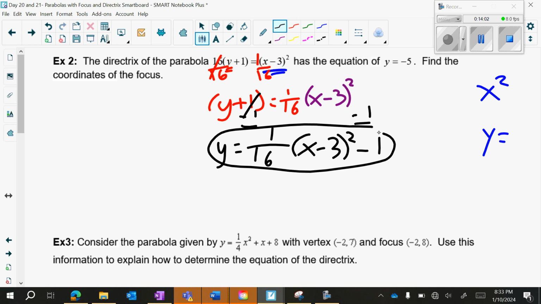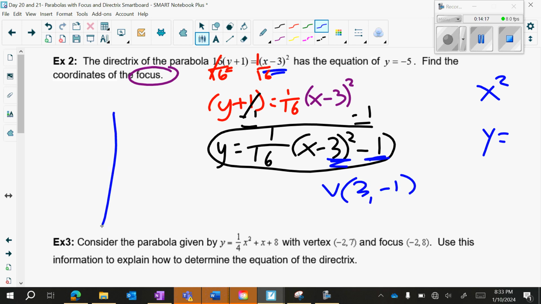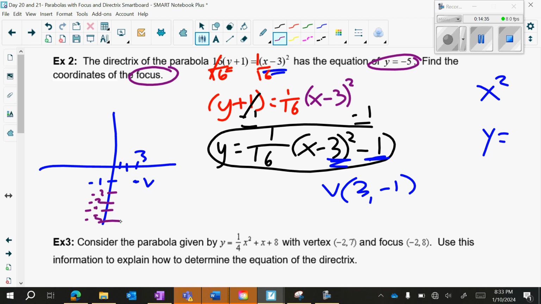So now the first thing we want to do is plot the vertex and the directrix and then see if we can find the focus, because we want the focus. So the vertex is positive 3, negative 1, because we're going right 3, down 1. So put V for vertex. And the directrix is y equals negative 5. 1, negative 2, negative 3, negative 4, negative 5. So that's going to be this line here.